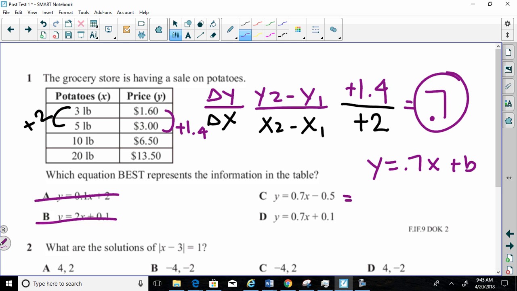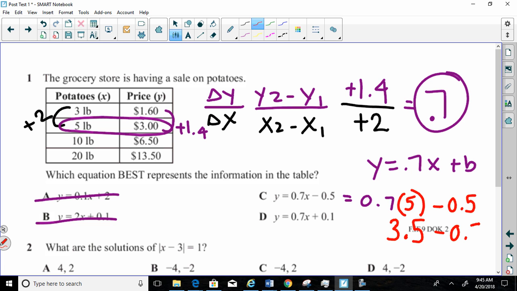So if you plug it in, let's take a point, let's take (5, 3), right? And so I'm going to plug in 0.7 times 5, since that's your x coordinate, minus 0.5, and your answer should be 3. What is 0.7 times 5? What's 7 times 5? 35, and so the decimal is going to go between: 3.5 minus 0.5. What do you end up getting? 3. Is that the y I should be getting? Yes, so that's your answer. If you did it right here, you would get 3.5 plus 0.1, which equals 3.6. That's not what they want.